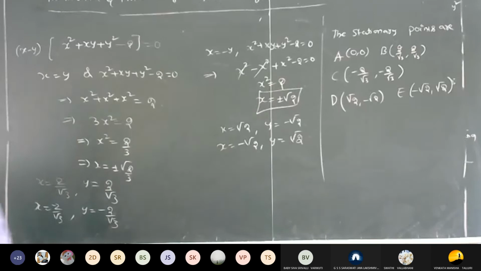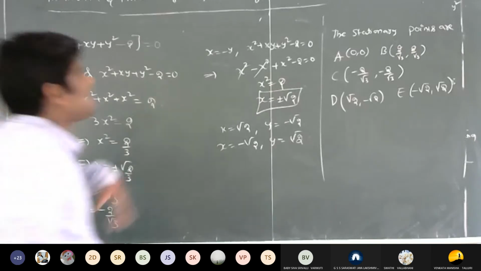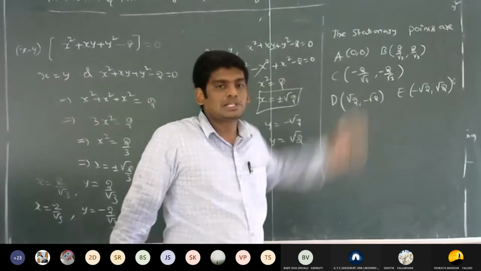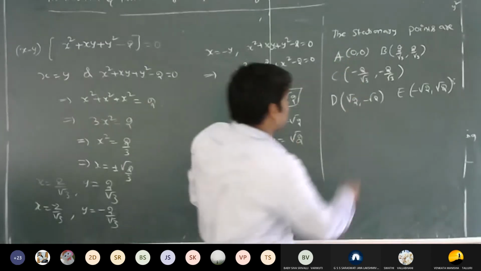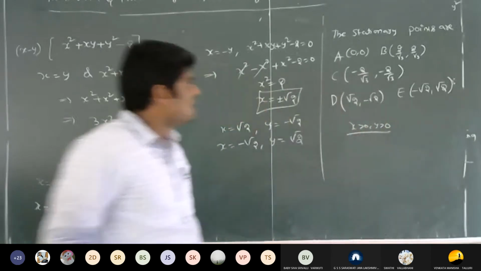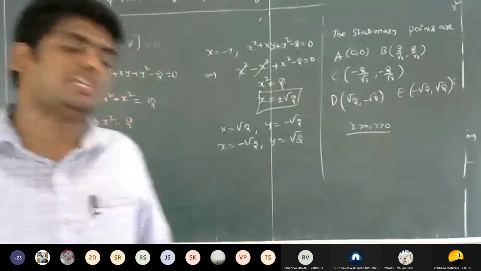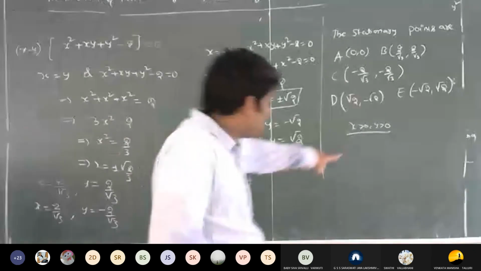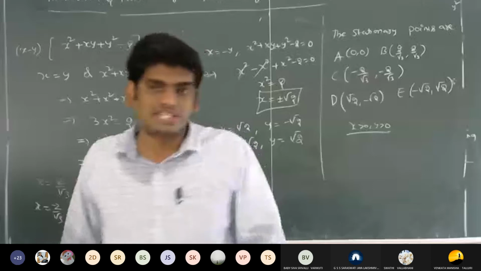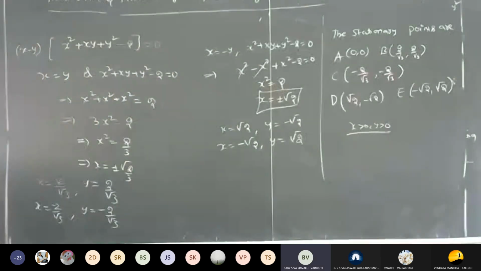Now we will justify the maxima and minima for each stationary point. Suppose in the given question, if they mention x is greater than 0 and y is greater than 0, in that situation, what is the suitable stationary point? In the question, if they mention like this, sir, what stationary point? Sir, B point, C point.